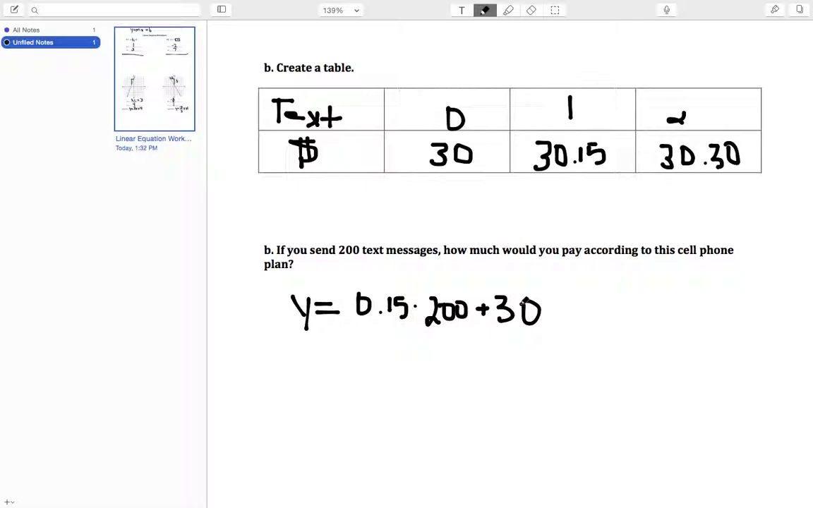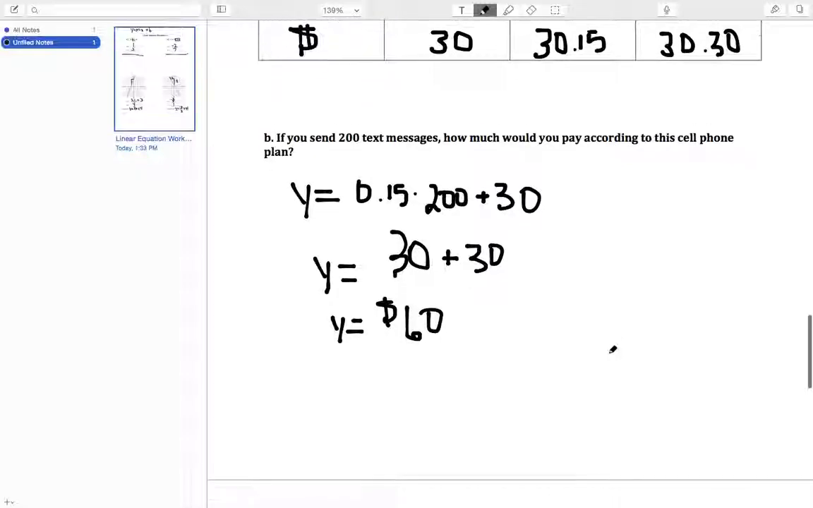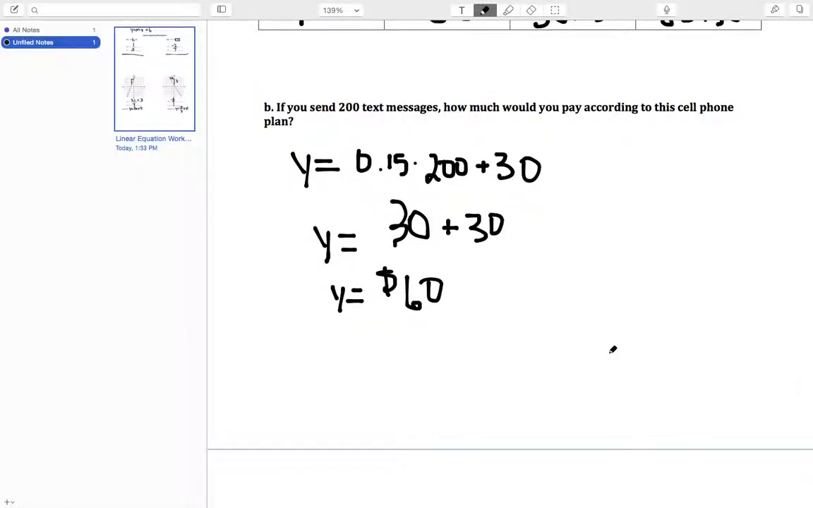So you always, with order of operations, start with your multiplication first. So you have to solve for 200 times 0.15, which equals $30. Then you have to add it to your 30, or your y-intercept, and you get your total of $60. Make sure you label it, and it's going to be $60 for 200 text messages. Make sure you study, and you will do very well on your summative.